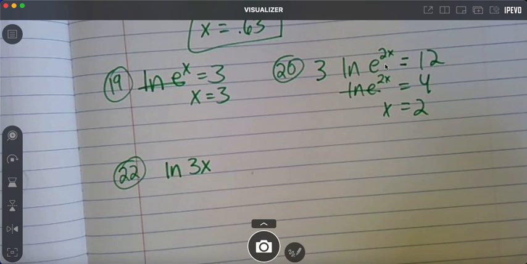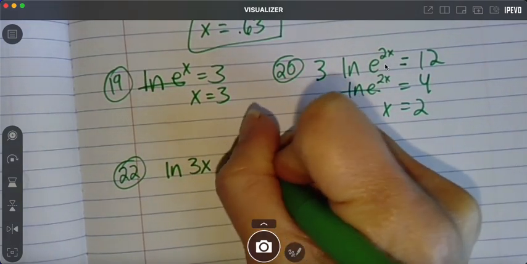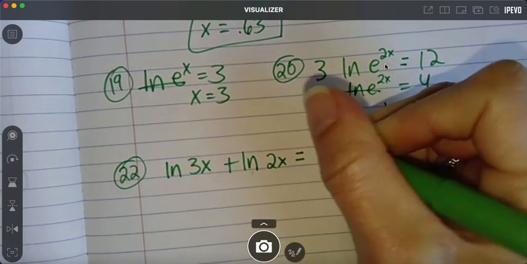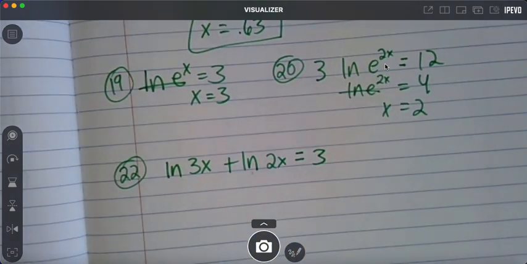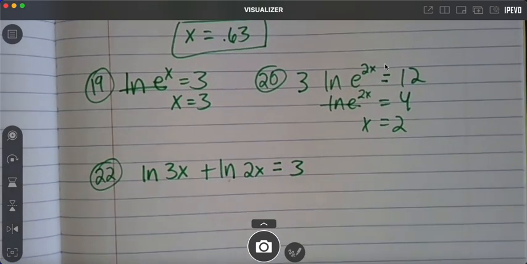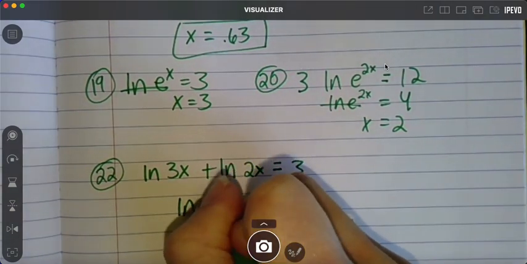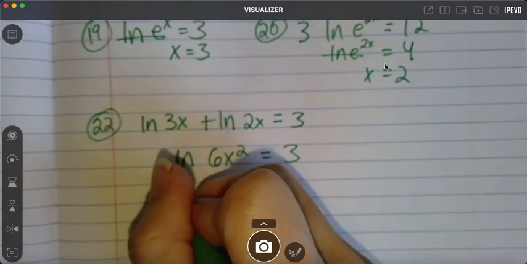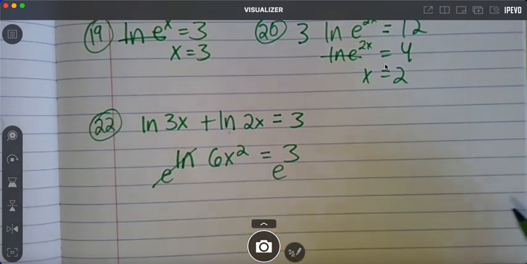Natural log of 3x plus the natural log of 2x equals 3. So how do you combine those? You're gonna multiply them. So I get the natural log of 3x times 2x, 6x squared equals 3. Then, what would I do? You're going to do your e and your e here.